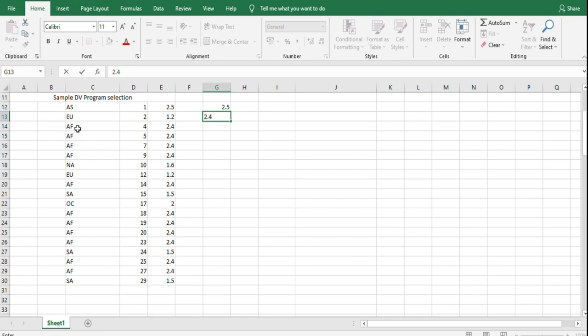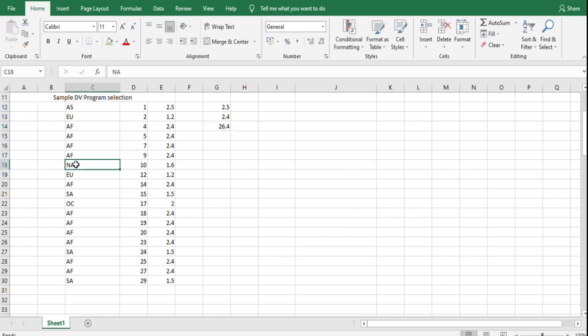And then we come to Africa, AF. 1, 2, 3, 4, 5, 6, 7, 8, 9, 10, 11. So we have 11 times the possibility of having derivatives for Africa, which is 2.4. We get 26.4.